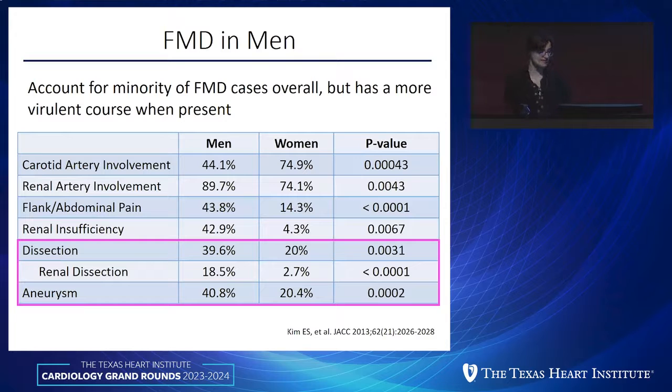This is just another slide highlighting that although men are the minority, when they do have FMD, they have much higher rates of dissection and aneurysm as compared to women with FMD.